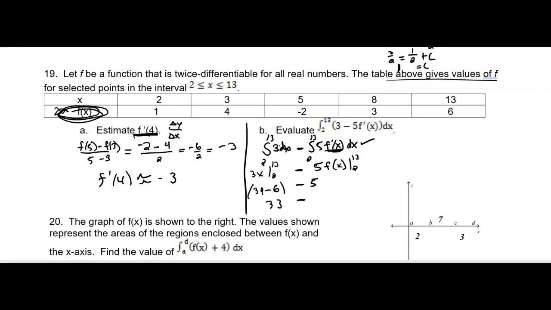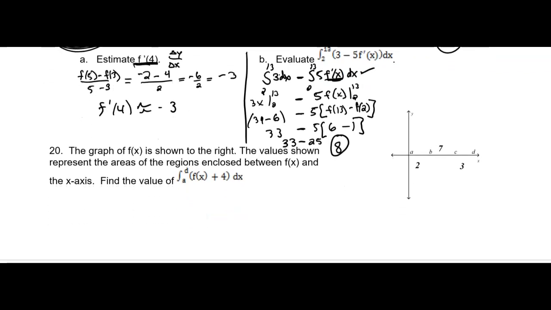So I'm going to have 5. I'm actually going to ignore that in this case. We'll pull it out. And then I would want f of 13 minus f of 2, whatever that difference gives us, we're going to multiply by 5. So f of 13, if you look at your table here, would have been 6. F of 2, looking at your table, would give us a 1. So we end up with 33 minus 25, so that our final answer would be 8.